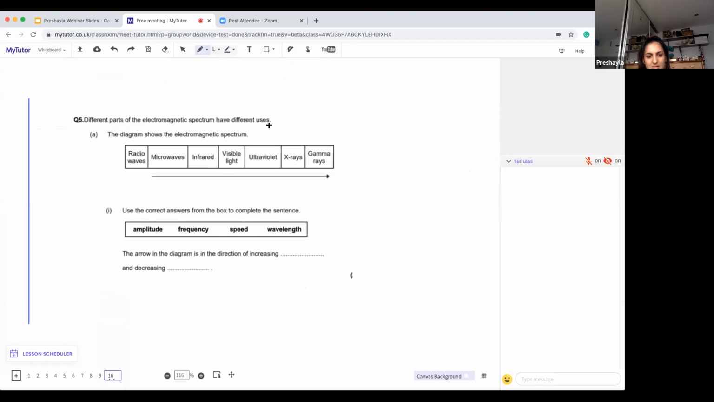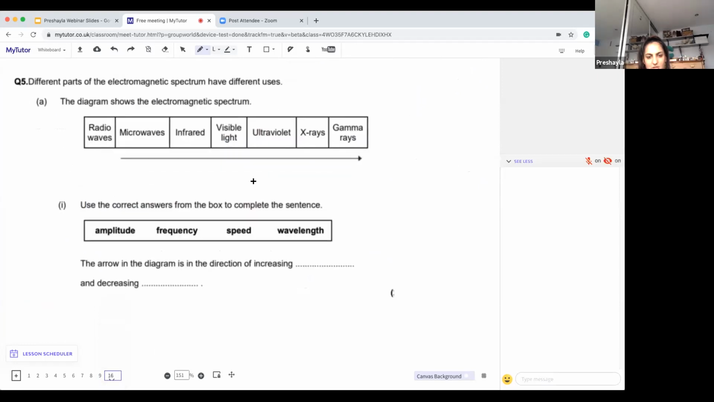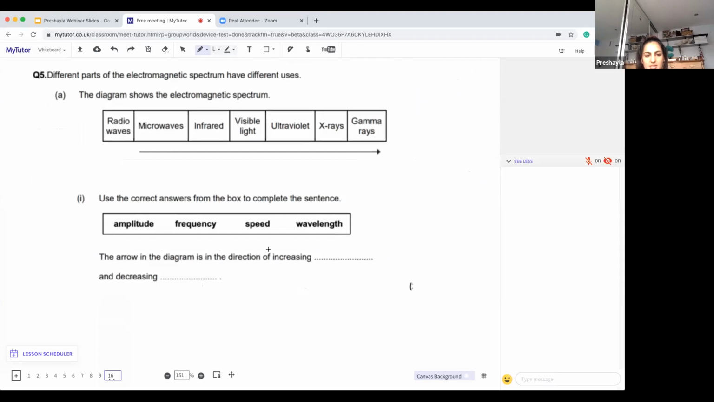Now here is again the electromagnetic spectrum. The arrow in the diagram is in the direction of increasing what and decreasing what? What fills in those gaps? Put your answers in the chat, and I'm going to start doing bonus points in the quizzes for those who put the answer in the chat first and get it right. Bonus points for the quiz could bump you up.